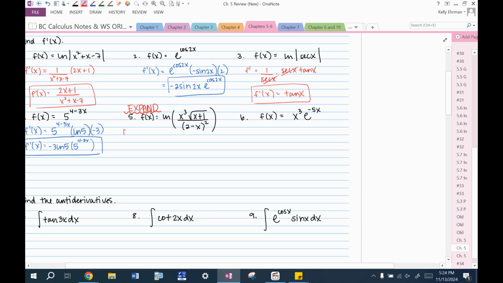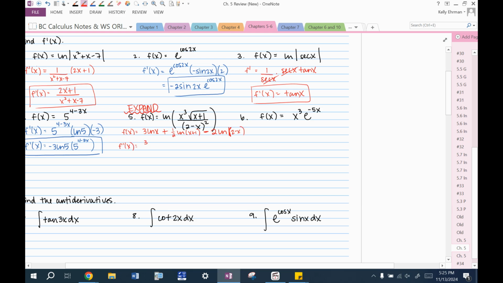So I need to expand f of x before I start taking derivatives. This would be the natural log of x cubed, which is 3 natural log x, plus the natural log of square root of x plus 1, which is 1/2 natural log of x plus 1, minus the natural log of 2 minus x squared, so minus 2 natural log of 2 minus x. Now f prime is much easier to find.